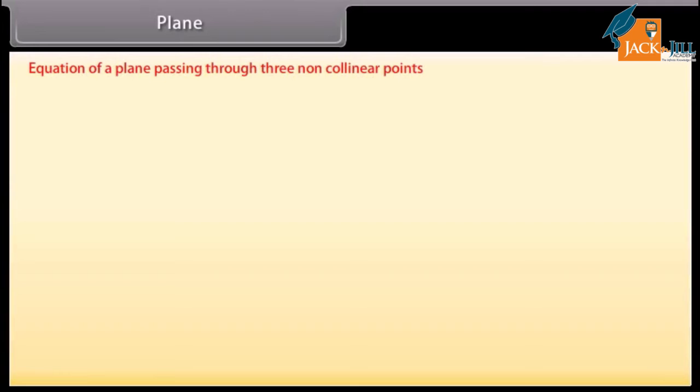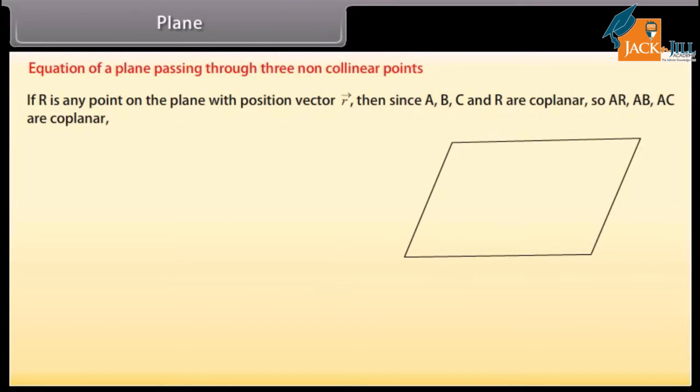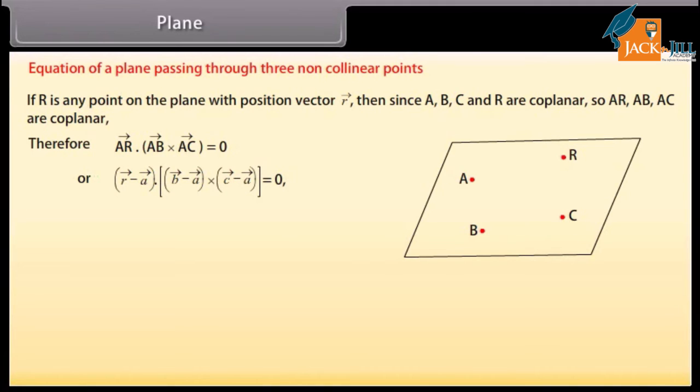Equation of a plane passing through 3 non-collinear points. If R is any point on the plane with position vector r, then since A, B, C, and R are coplanar, so AR, AB, AC are coplanar. Therefore, dot product of vector AR and cross product of vector AB and vector AC equals 0. Or dot product of vector R minus vector A and cross product of vector B minus vector A and vector C minus vector A equals 0.